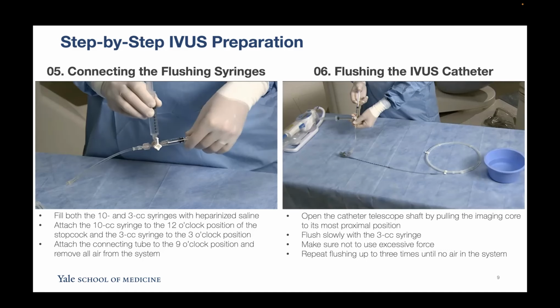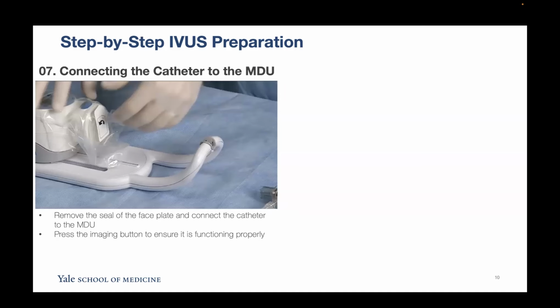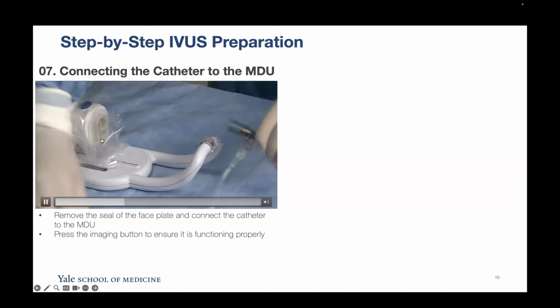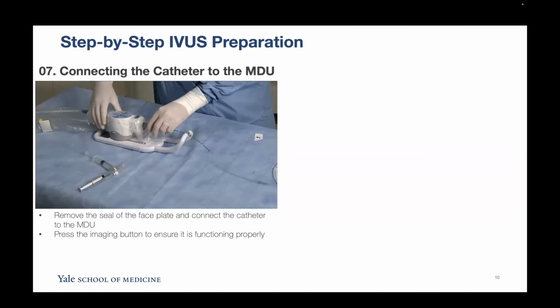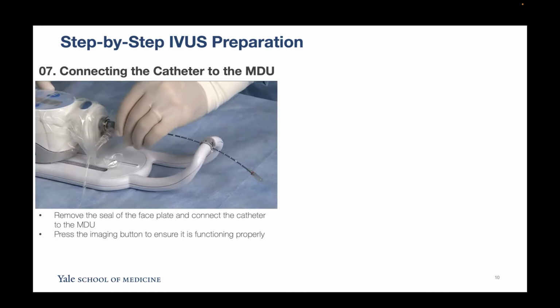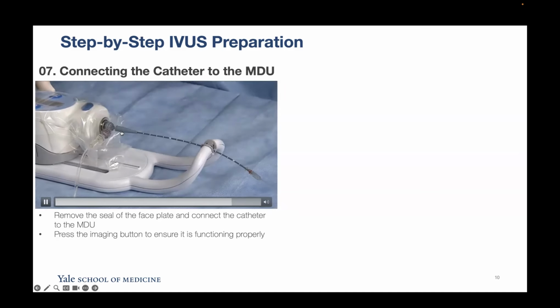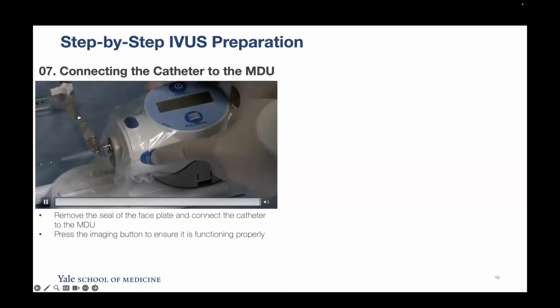So this is a nice trick that you can just verify that there's no residual air inside the catheter. And then you connect to the MDU. So you remove the sticker and you connect the catheter to the MDU. And once you do that, the IVUS console should automatically recognize the catheter. So it's going to tell you that the catheter is connected to the MDU, and you can press this button here in the side to check the image.